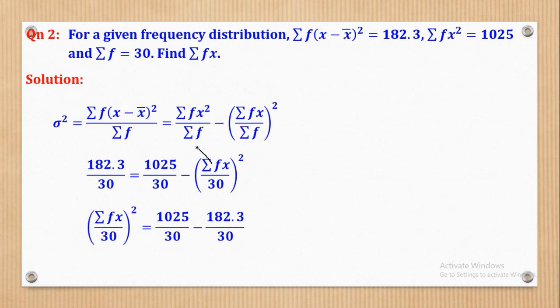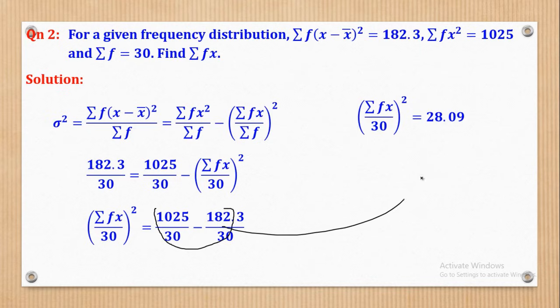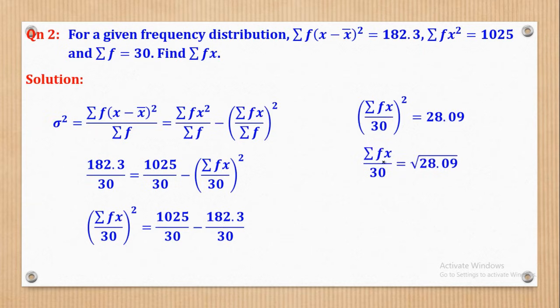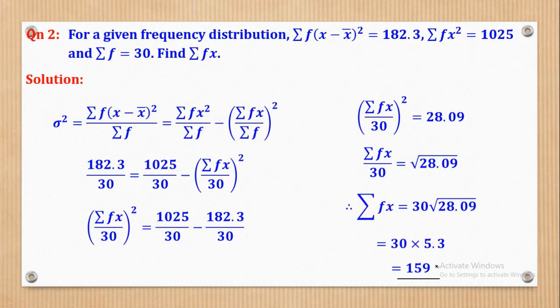So when I take this side and bring this one to the other side, I'll come up with this line. Then use a calculator to simplify this. I'll come up with this 28.09. Then I'll first put a square root on both sides to come up with this line. Then cross multiply to come up with this, and then use the calculator to come up with the value they wanted.